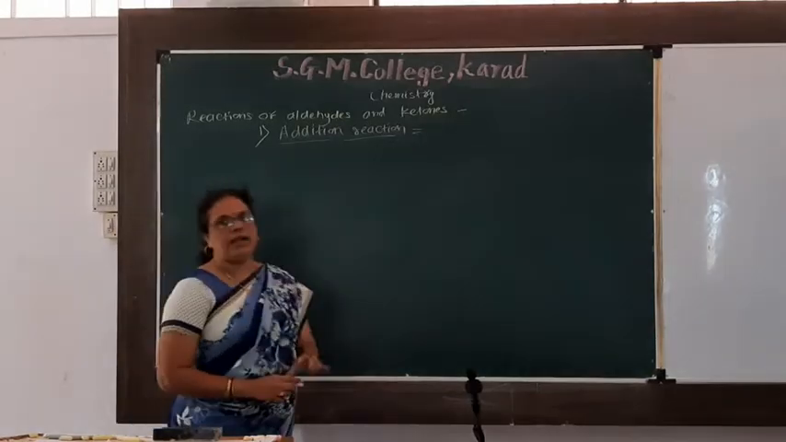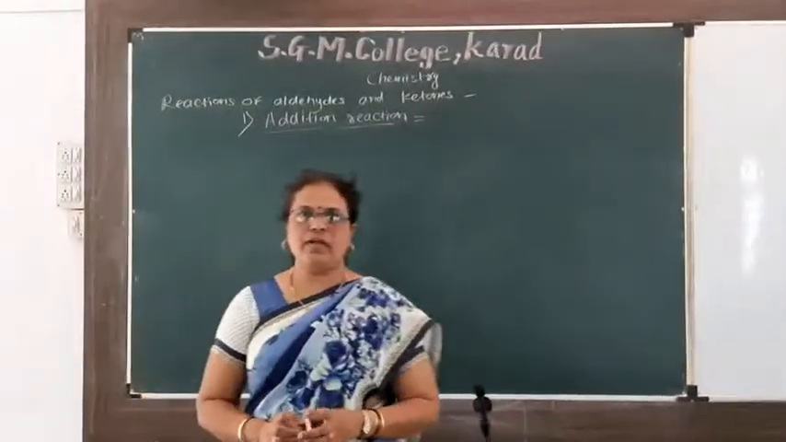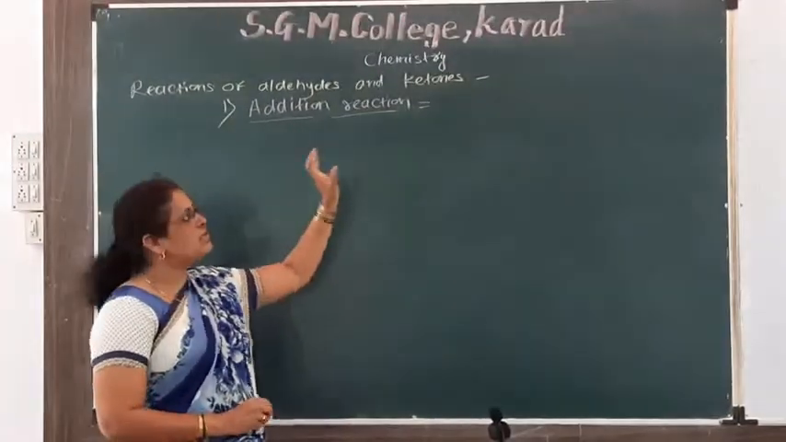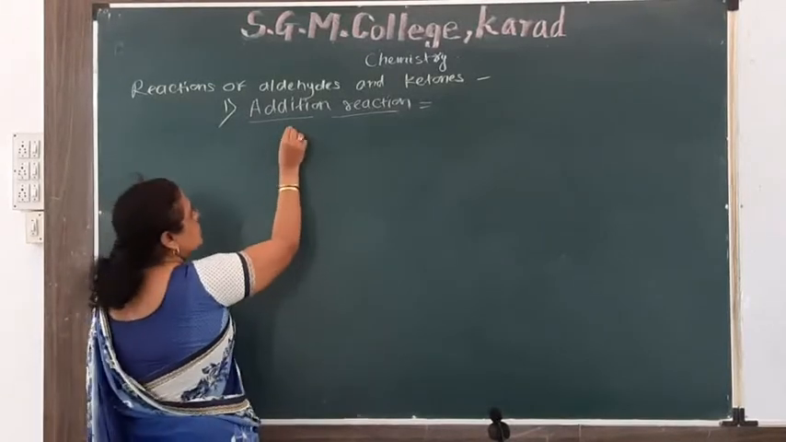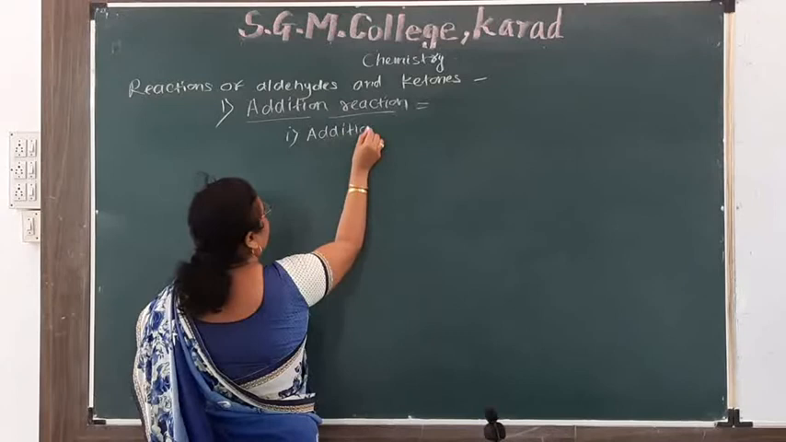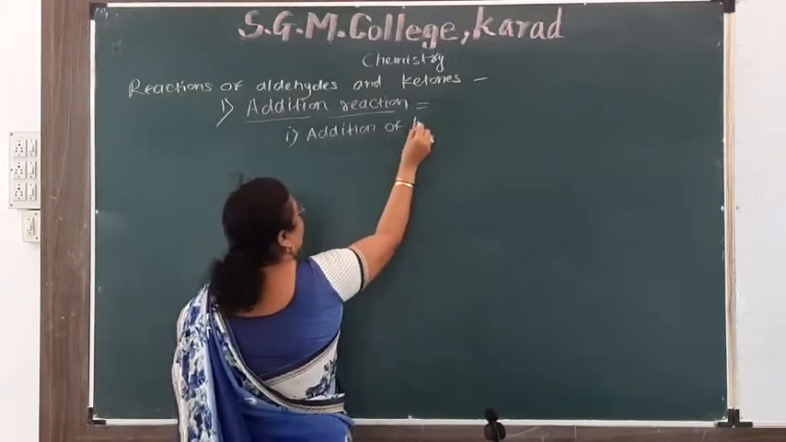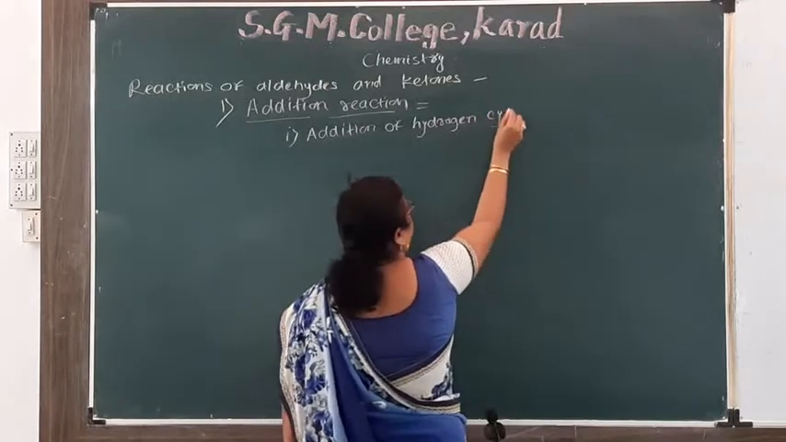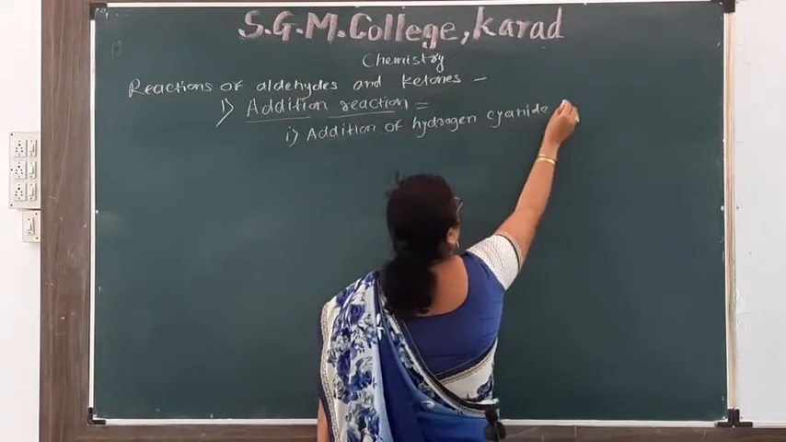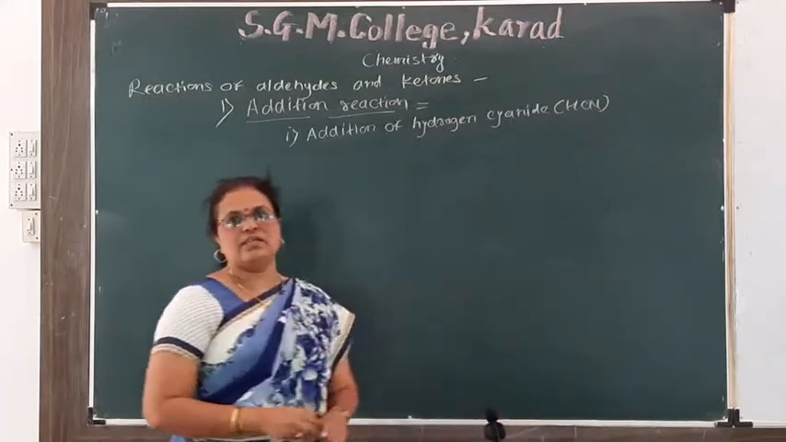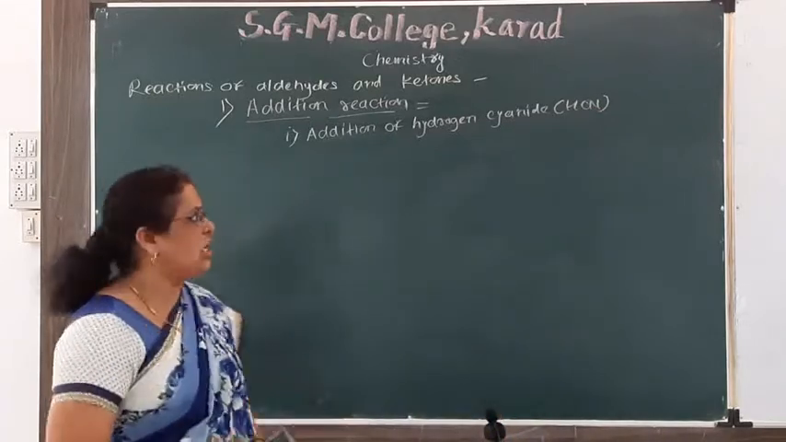Reactions of aldehyde and ketone. In these reactions of aldehyde and ketone, the first reaction is the addition reaction, and in this addition reaction, the first one is addition of hydrogen cyanide, that is HCN. This reaction was already completed in the previous lecture.